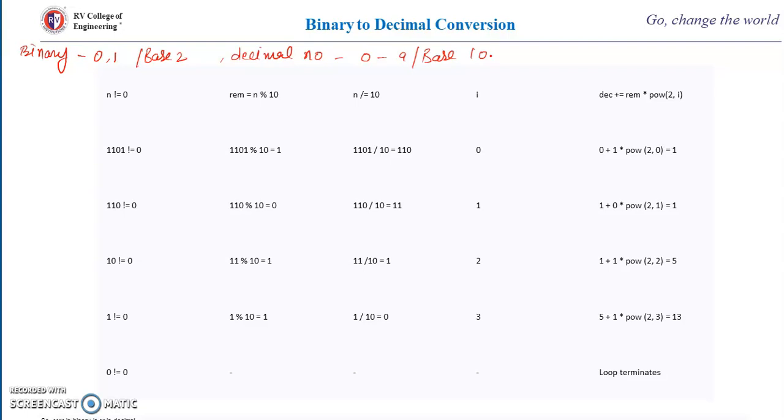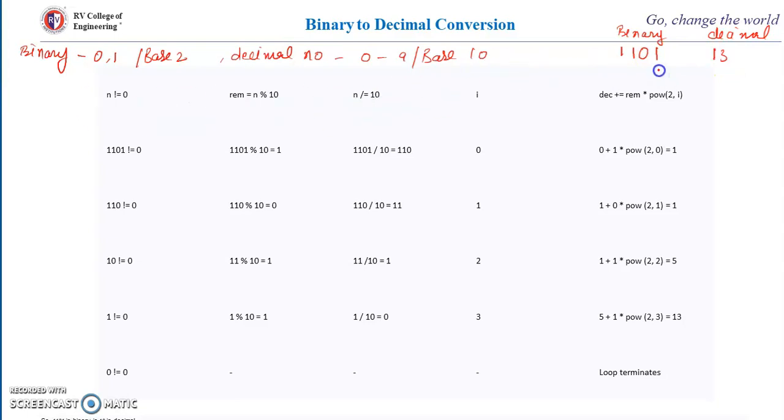So here, suppose this is the number 1101. This is a binary number, and we know that the decimal equivalent of this binary is 13. So this is the binary number and this is the decimal number. Now, how do we convert binary to decimal?